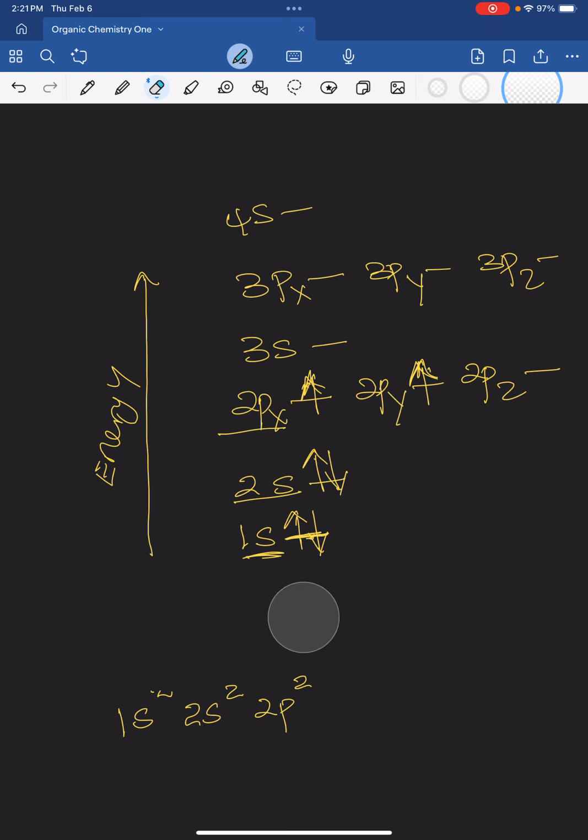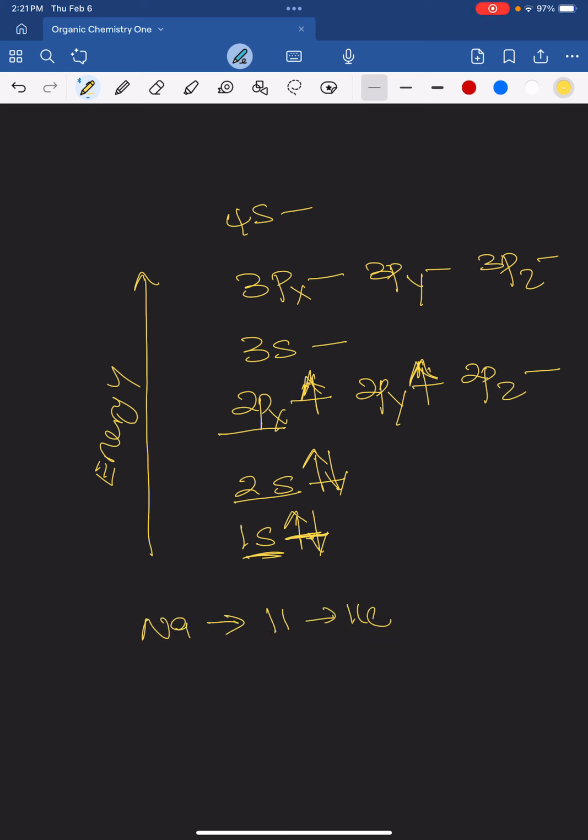Let's try another example. What if you have to write the electronic configuration of sodium? Atomic number is 11, which means I have 11 electrons to distribute. I'm going to keep the 6 from carbon. So you have 1, 2, 3, 4, 5, 6, 7, 8, 9, 10, 11.